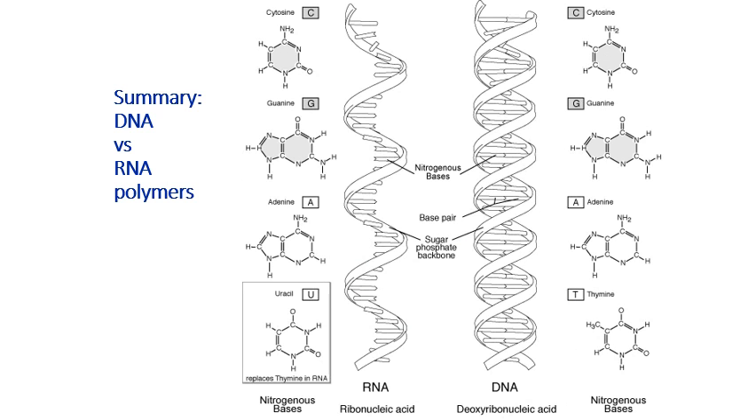So in terms of summarizing DNA versus RNA polymers, uracil replaces thymine in RNA, and also the nature of the bases in terms of the ribose sugar are different in RNA and DNA.